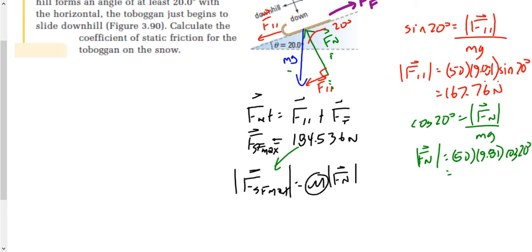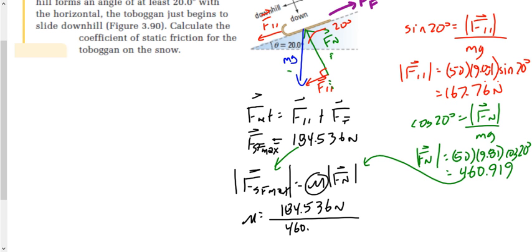And what does that work out to be? Bruce, you got one for me? 460.919. Are you sure? Look at that. Now we got this force as well. Now it's easy to find mu, right? It's FSF max, which is 184.536, divided by the normal force, which is 460.919. And that's going to give me a value of about 0.36. And there are no units because it's newtons over newtons, and the units end up canceling.